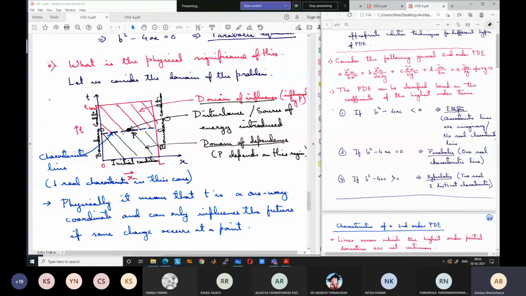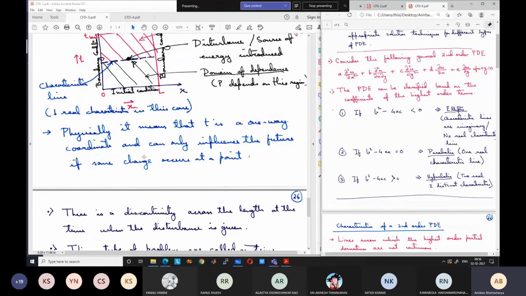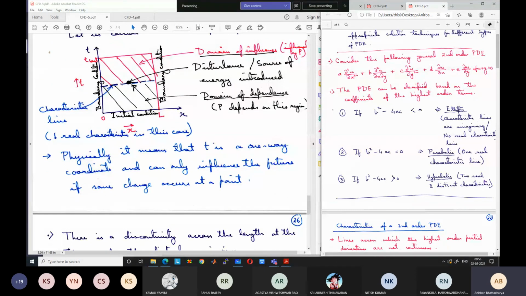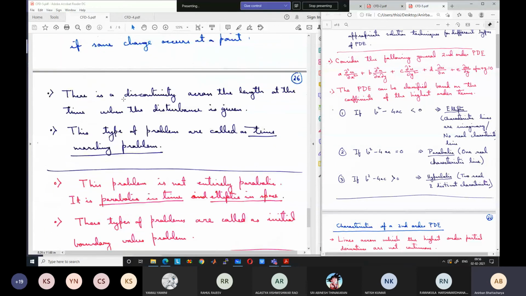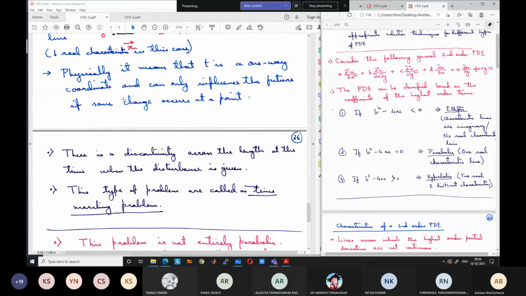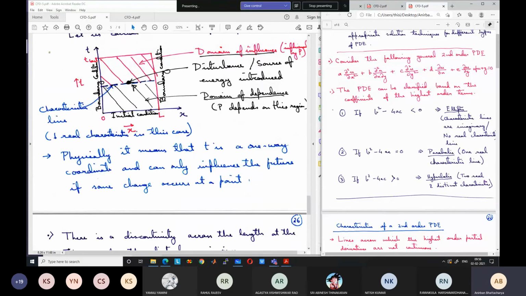So we have a single characteristic in this domain. One real characteristic is there, one discontinuity is there, and this type of behavior is called parabolic behavior. Parabolic behavior means that there is a discontinuity along this direction. It is important to note here that this problem is not fully parabolic.